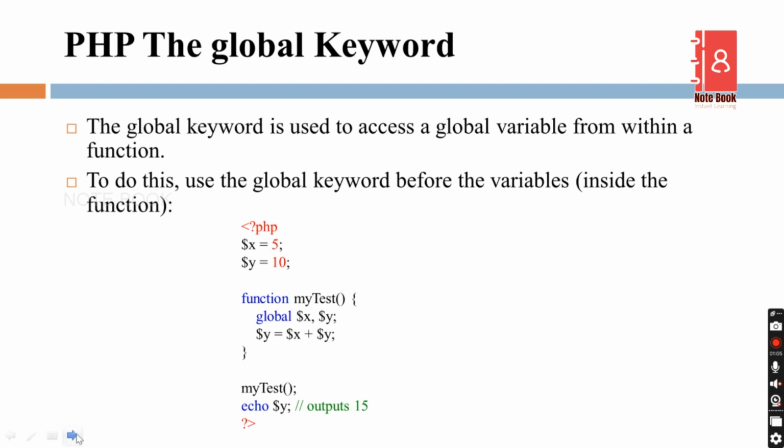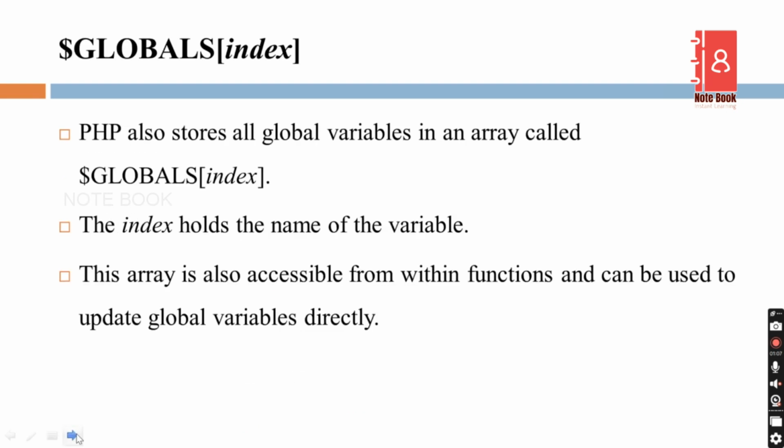Next, the $GLOBALS index. PHP also stores all the global variables in an array called $GLOBALS[index], and the index holds the name of the variable, that is $GLOBALS, then the name of the variable inside the brackets. This array is also accessible from within functions and can be used to update global variables directly.